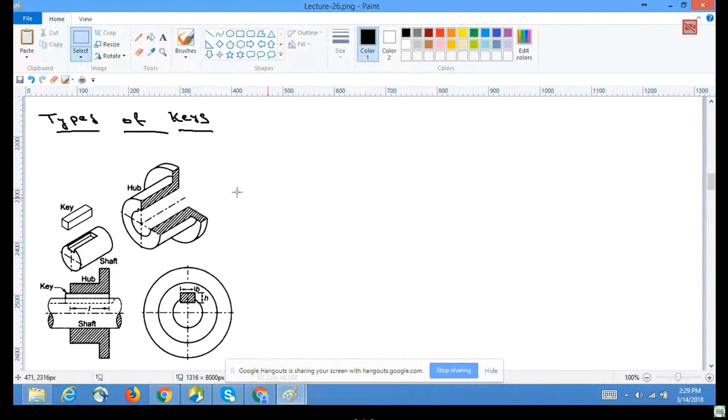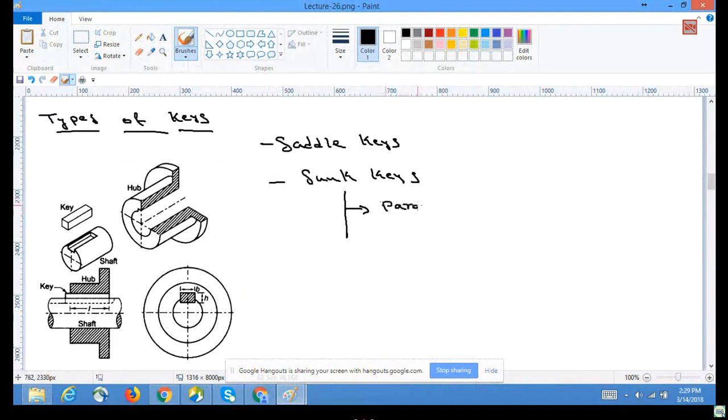So the types of keys include first one is saddle keys, and the other type is the sunk keys, whereas under the sunk keys they are further divided into parallel keys, feather keys, taper keys, and woodruff keys.